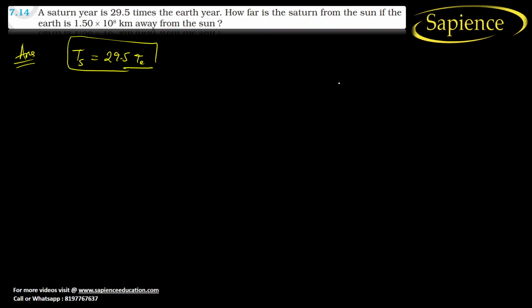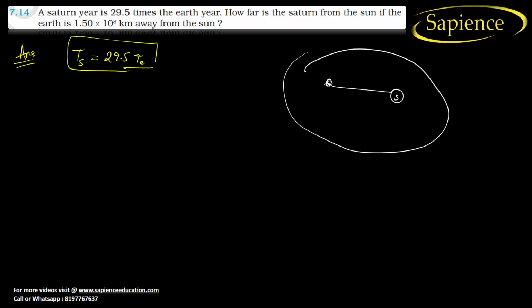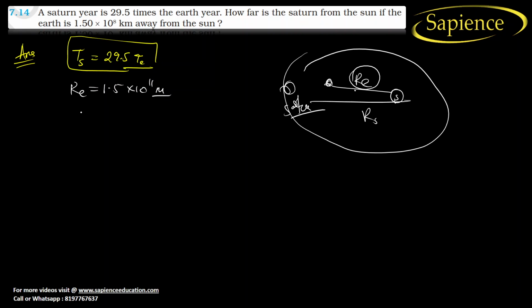So let us consider there is an Earth and there is a Sun and there may be a Saturn. So this is a Saturn. So the distance RE they have given, RS we need to find. They have given us RE as 1.5 into 10 power 11 meter. We need to find RS. So can we use Kepler's law?